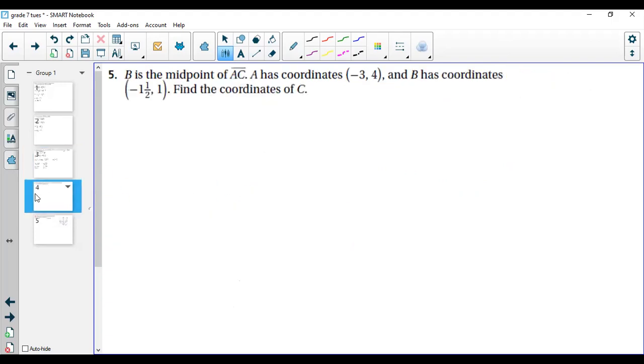So let's do one more question here. We have question number 5. B is the midpoint of AC. A has coordinates -3, 4, and B has coordinates -1.5 and 1. Find the coordinates of C. So here they said again, find the coordinates of C. They did not tell you find the coordinates of the midpoint, right? Because the midpoint is already given. See, B is the midpoint, so B has coordinates.